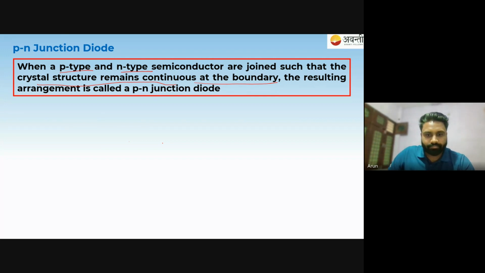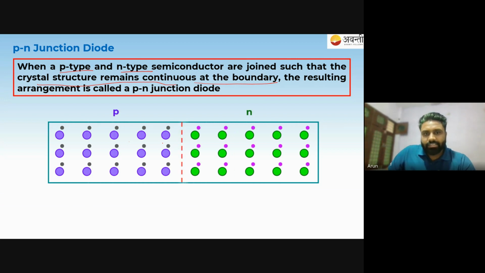Got it? Now this is the p and n type of semiconductor. I have basically shown here the majority charge carriers, not the minority charge carriers. And why is it so? Because the current produced by the minority charge carriers is very small in comparison to the current produced by the majority charge carriers. So that is why I am representing it this way.